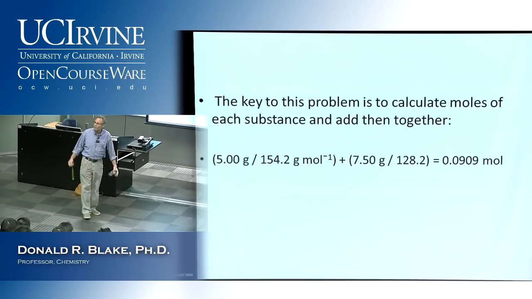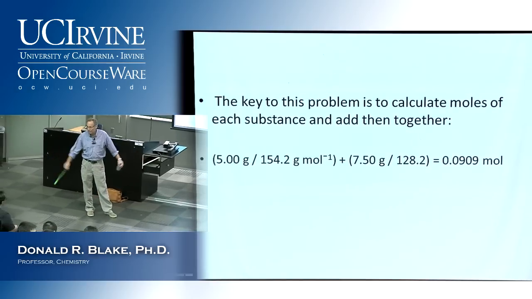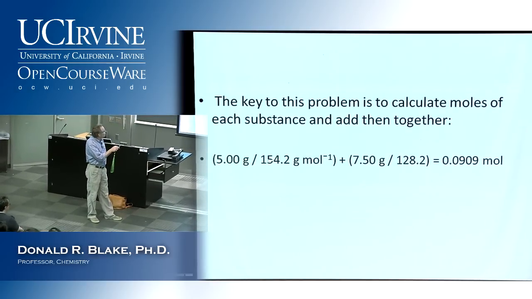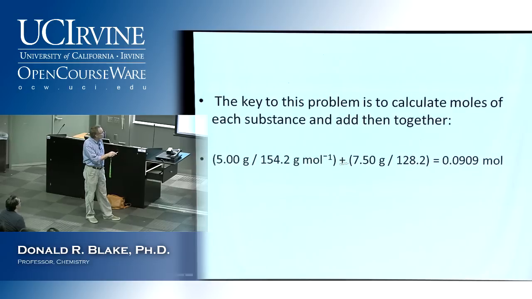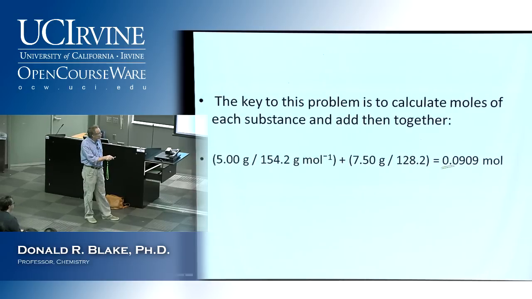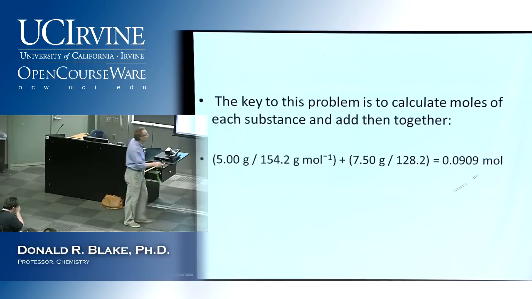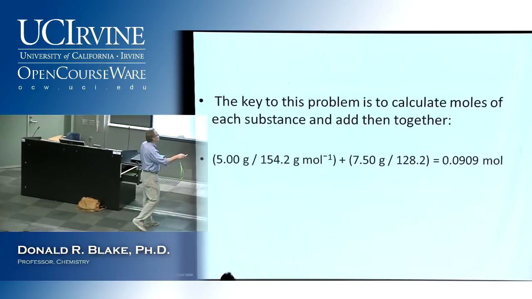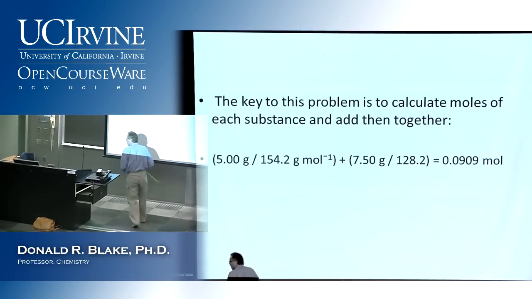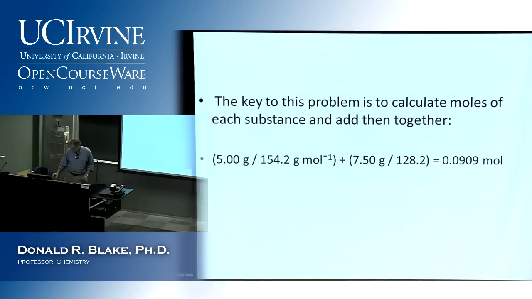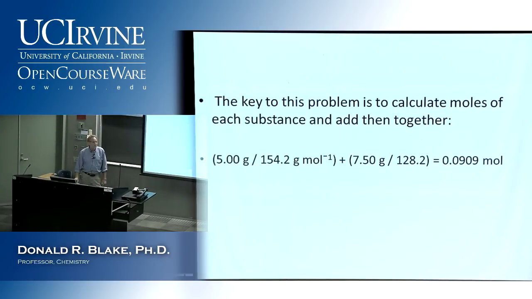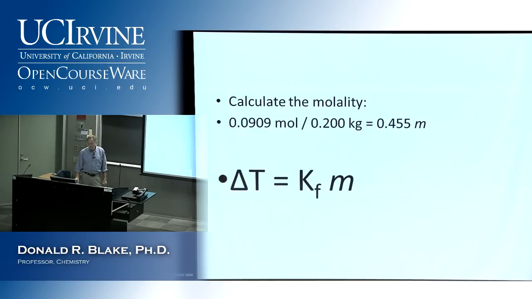So once again, if we have to figure out the mole fraction, right? We have to figure out the moles. So we got 5 grams divided by 154 grams per mole plus 7.5 grams divided by 128. So we got about 0.1 moles, no, moles, of these two things that we're then putting into 0.2 kilograms, okay? So the molality is about 0.45.